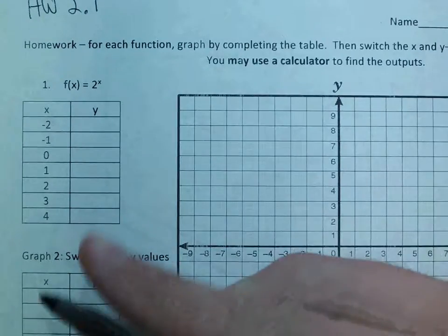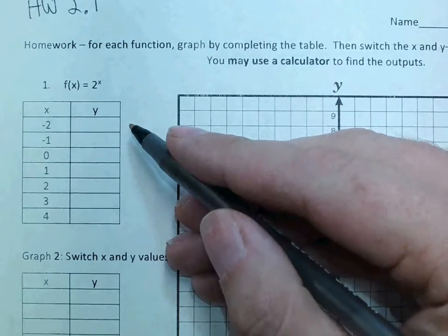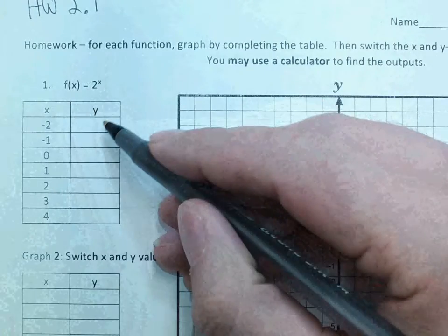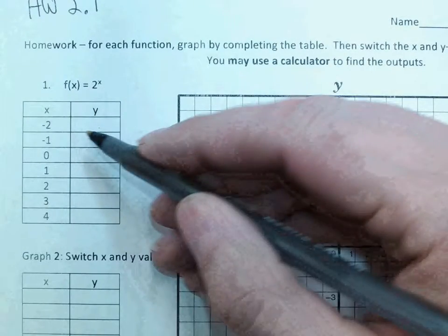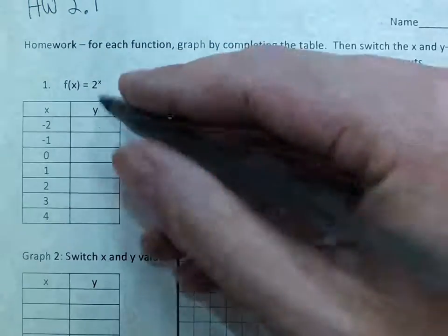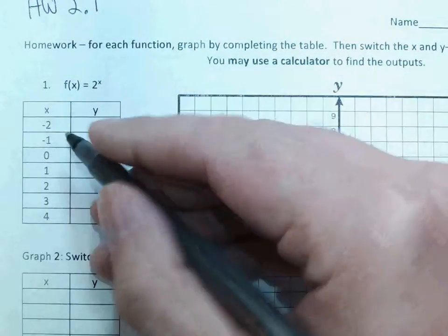Homework 2.1 is an exploration of the new unit we're going to be doing. There are 4 different functions, and for each one you're supposed to find the y values from the x values. You should be able to do this without using a calculator, but if you aren't, that's okay. You can use a calculator.